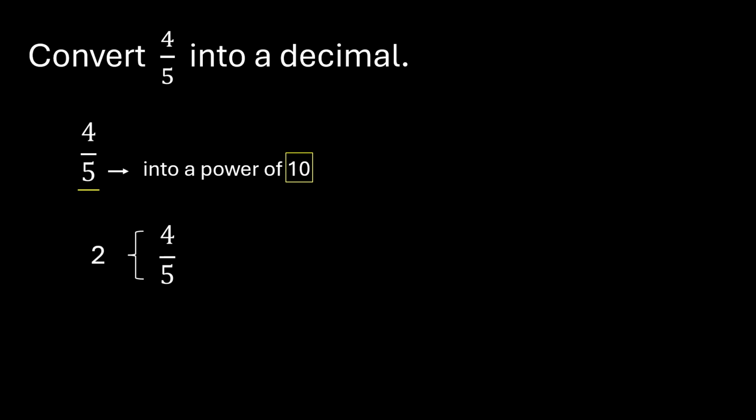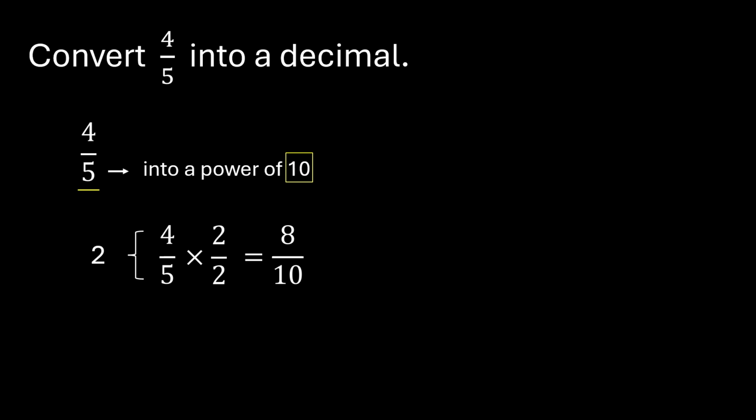Let's see how it works. Let's start with our first example. We are given the fraction 4/5. Our goal is to change the denominator, which is 5, into 10. Ask yourself, what number should I multiply 5 by so it becomes 10? The answer is 2. Since we multiply the denominator by 2, we must also multiply the numerator by 2. 4/5 times 2/2 equals 8/10.